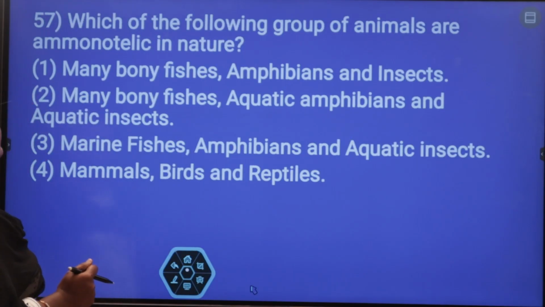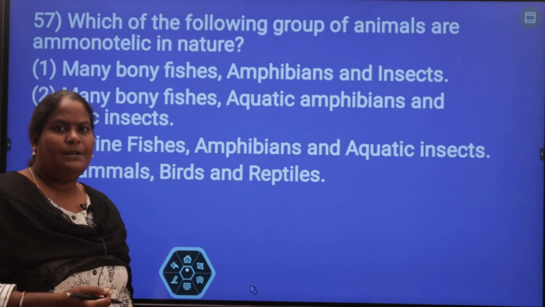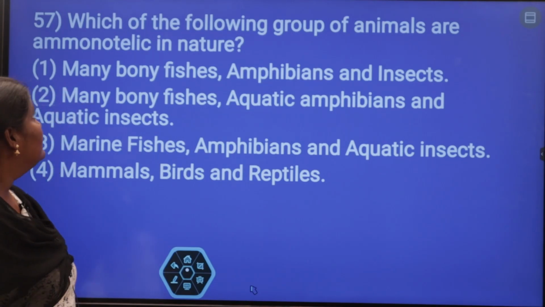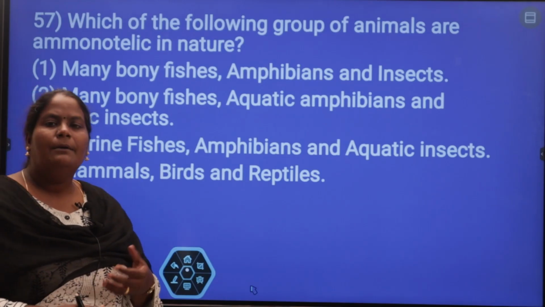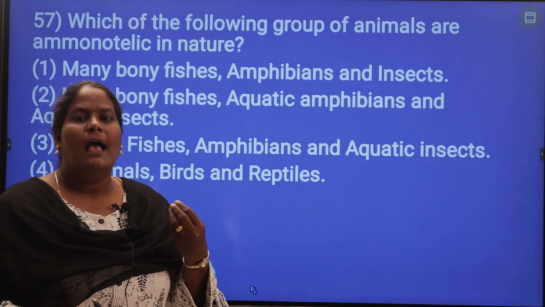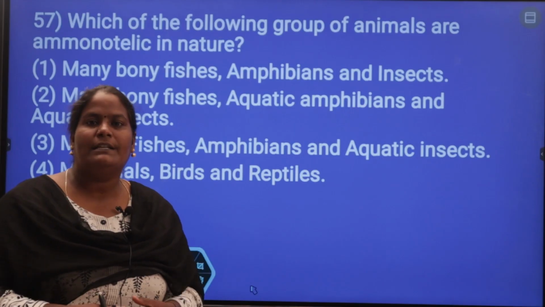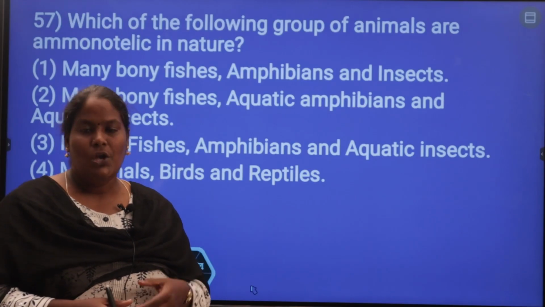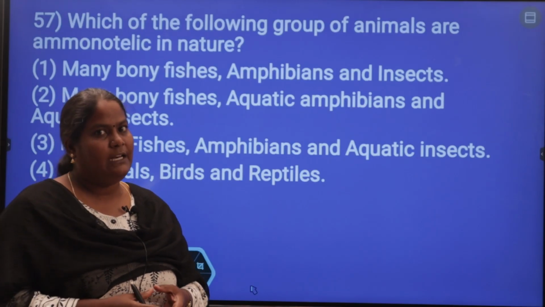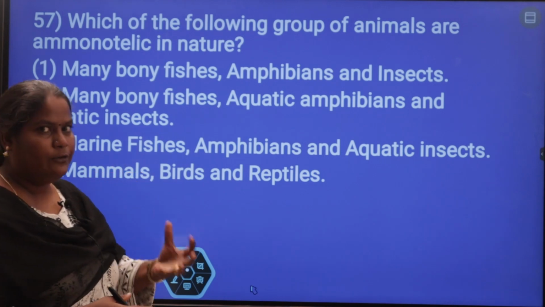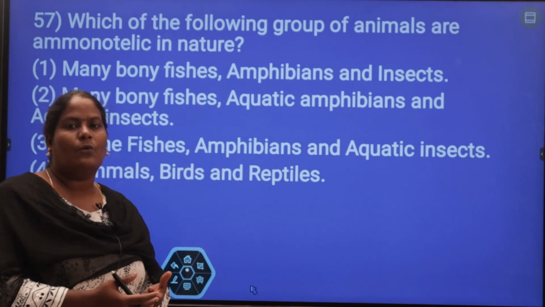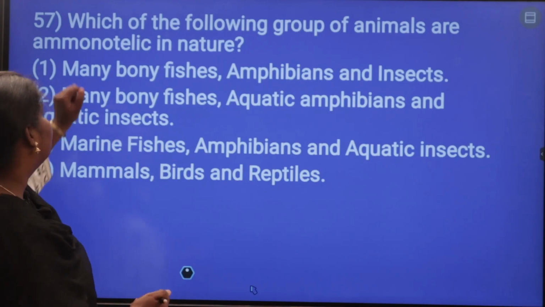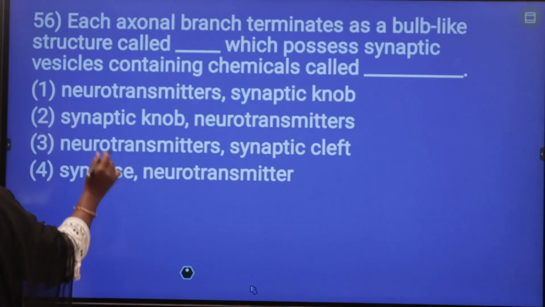Next, 57. The chapter belongs to the excretory system, elimination of excretory products. Which one of the following groups of animals are ammonotelic in nature? Basically the ammonotelic animals are the ones surviving in aquatic systems. They excrete ammonia, so they are commonly called ammonotelic animals. Based on this, we can categorize the animals which survive in the aquatic system as ammonotelic organisms.